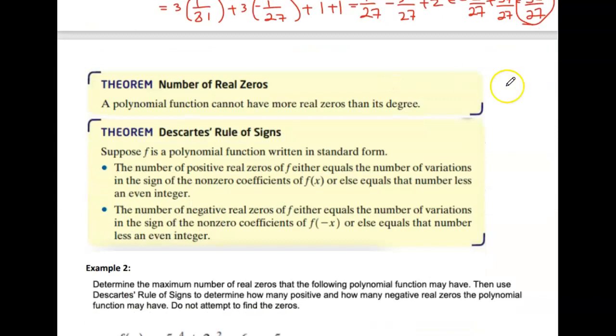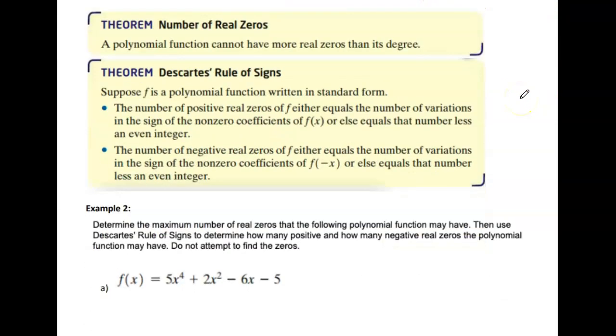So let's look at a couple more theorems. All right, so the first theorem here says number of real zeros. So it says a polynomial function cannot have more real zeros than its degree. So if it's 4th degree, the highest number of real zeros you can have is 4. You could have less, or you could have none. But this theorem gives the maximum number of real zeros a polynomial function can have.